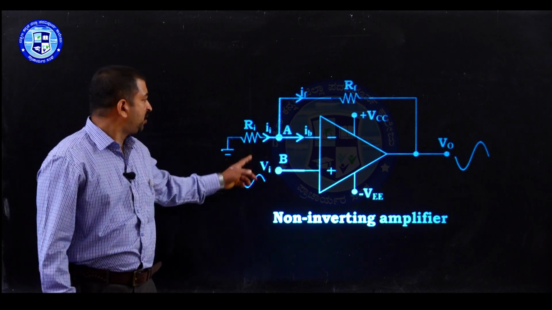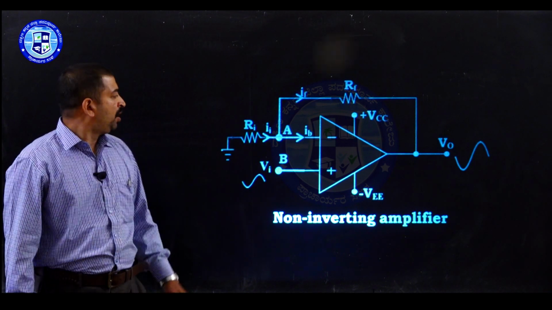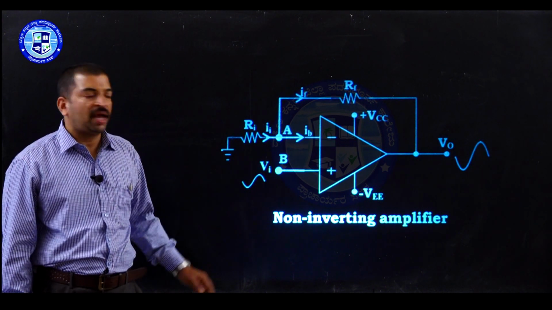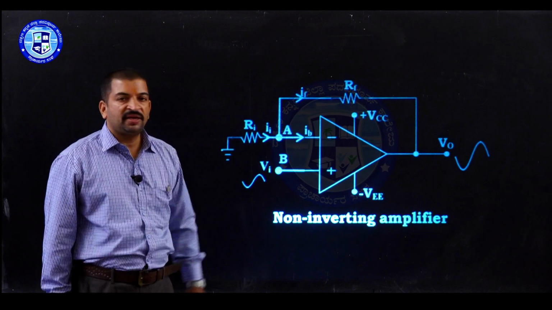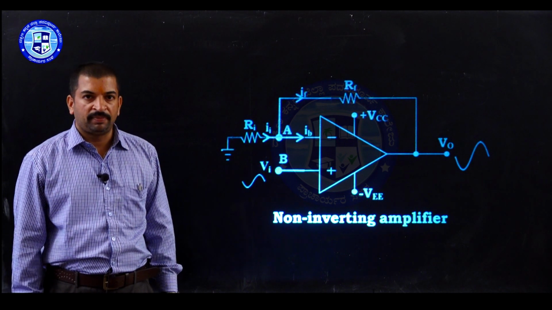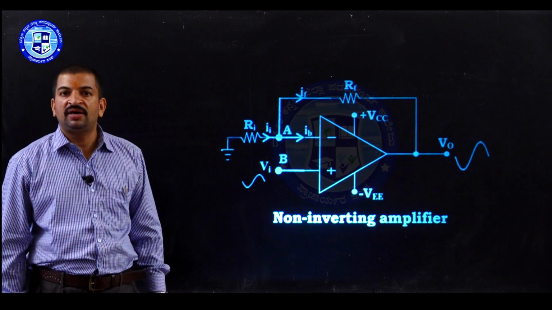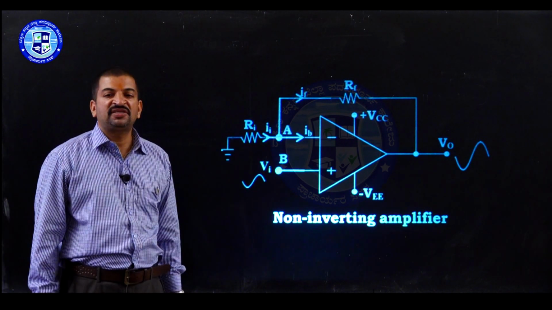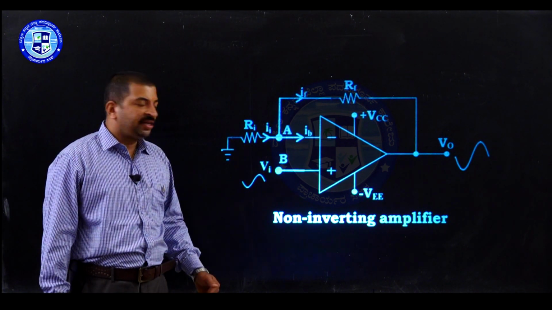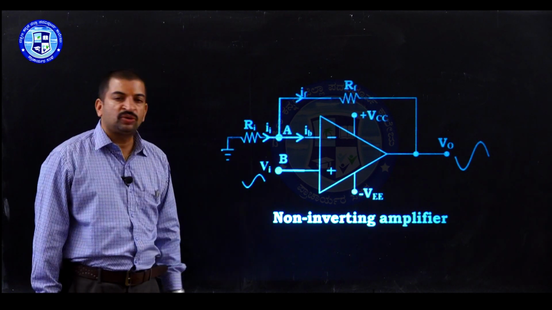In this circuit, the input signal is applied to the non-inverting input terminal of the op-amp. The resistor Ri is connected between the inverting terminal and the ground. The feedback resistor is connected between the inverting terminal and the output terminal of the op-amp. Now in this circuit, Ii is the current flowing through the resistor Ri and If is the current flowing through the feedback resistor.